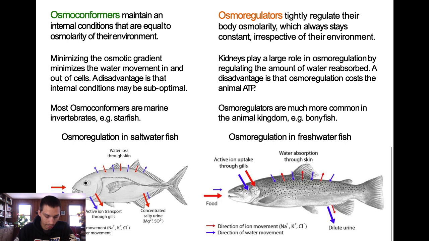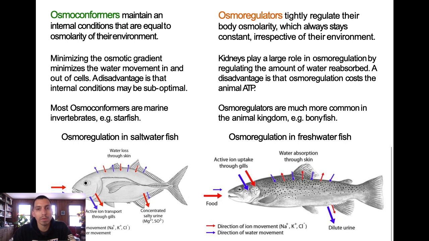So they will take in water, there will be water loss through skin, and essentially they have no direct control over the internal regulation of some of these ions. So we have sodium, we have potassium, we have chlorine down there. They just kind of go with the flow, and whatever is in the water, that's what turns out to be in their body. And then we have osmoregulators, which tightly regulate their body's osmolarity.